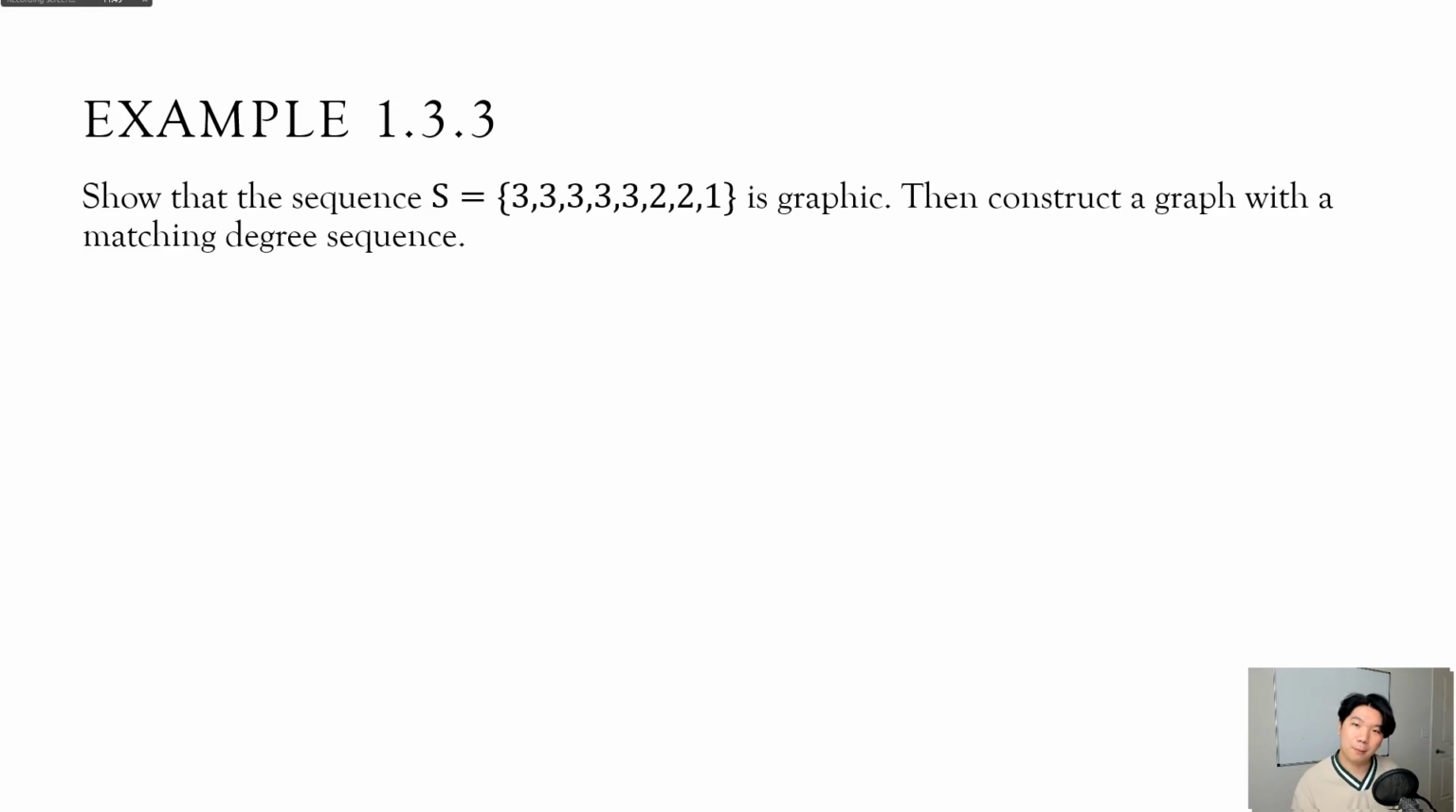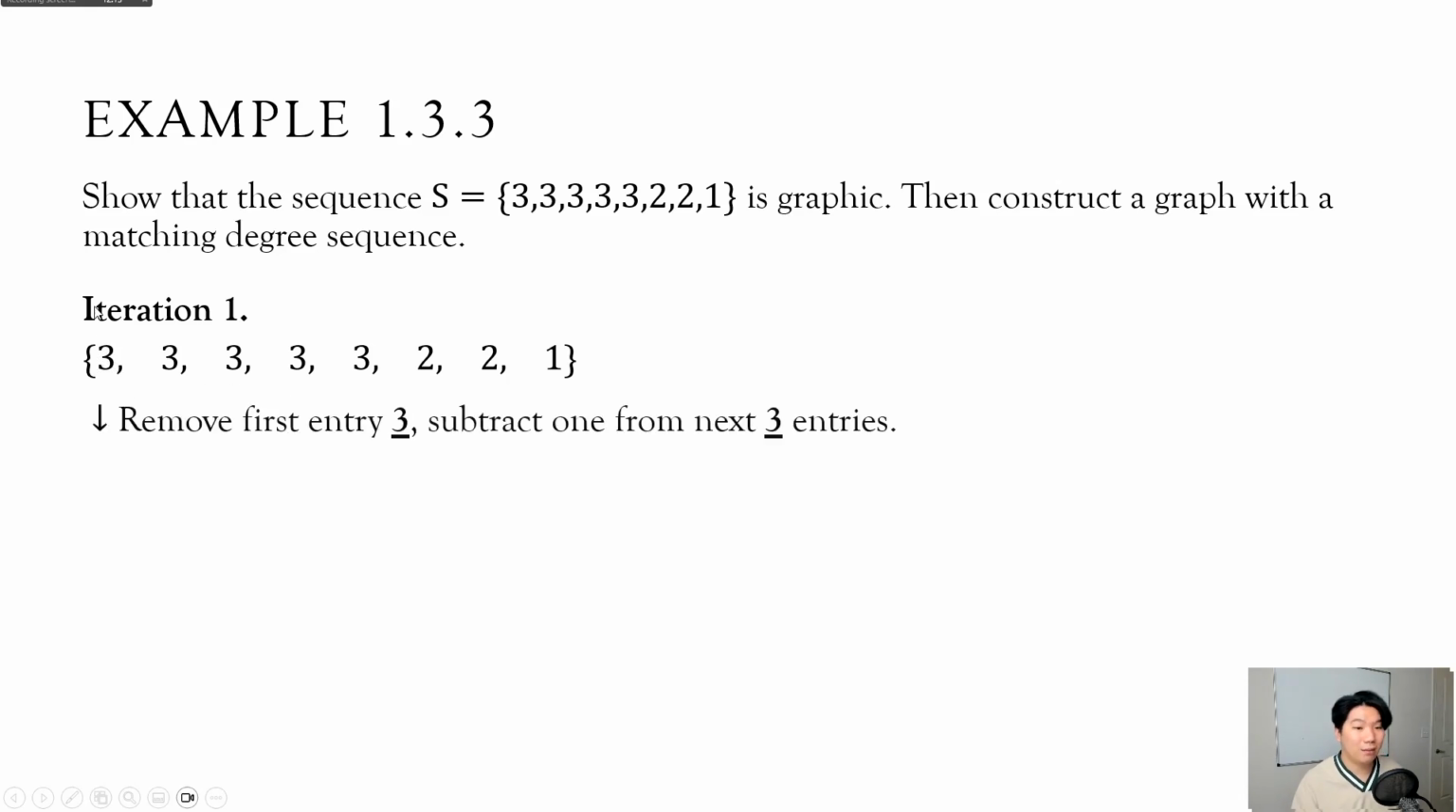Let's start off with our first process, or in other words, more formally, our first iteration, iteration 1. Here I have the first sequence that I was given. The Havel-Hakimi algorithm says I delete the first entry, 3, and then I subtract 1 from the next 3 entries. If I do that by deleting this first entry and subtracting 1 from these first 3, I have 2, 2, 2, and then I didn't touch the rest of my sequence.